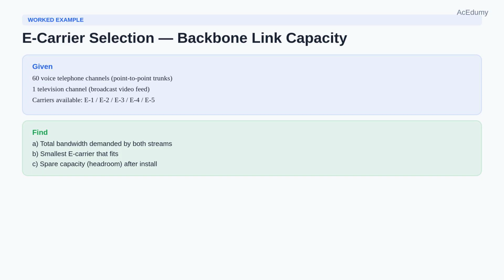3 questions. Part A. How much total bandwidth do these two streams demand together? Part B. Which member of the European E-carrier hierarchy is the smallest one that fits? Part C. How much spare capacity is left over once we install that carrier?